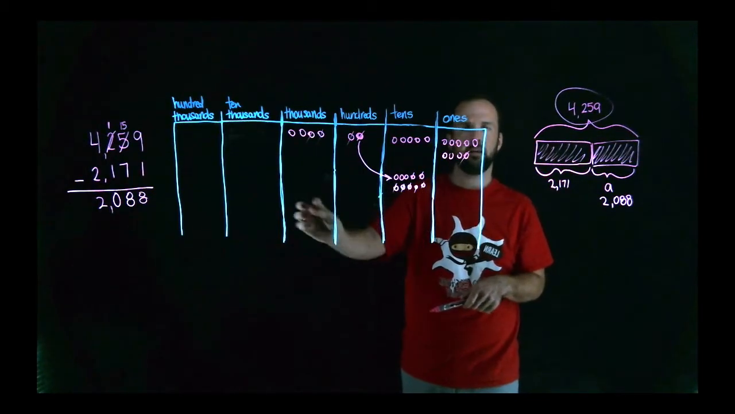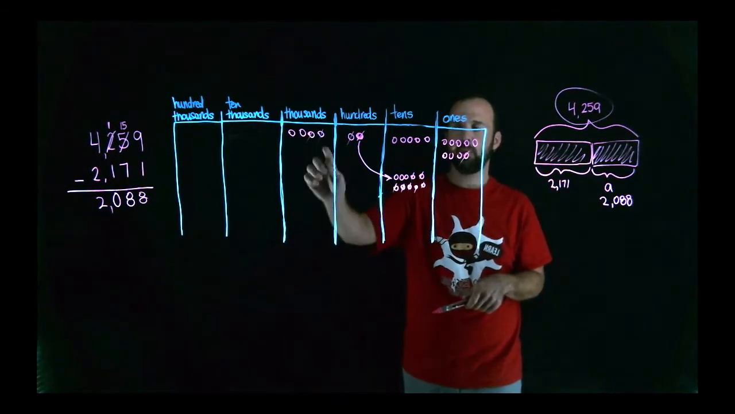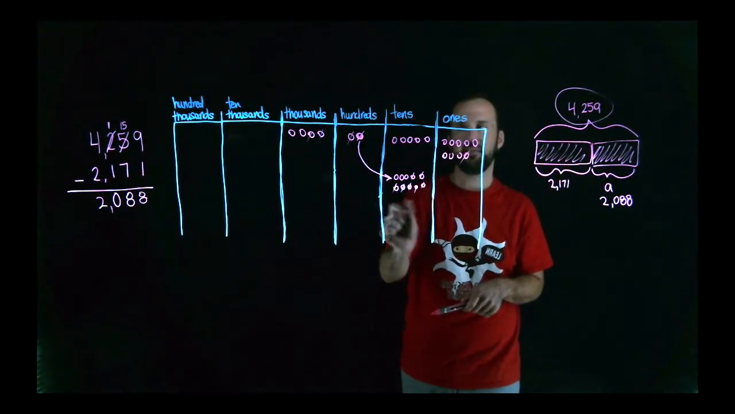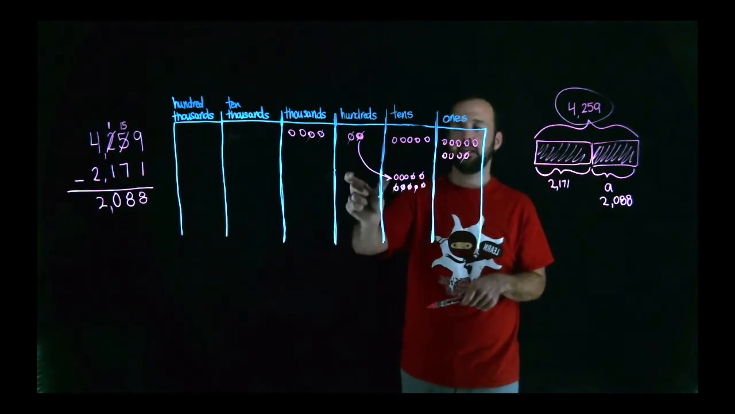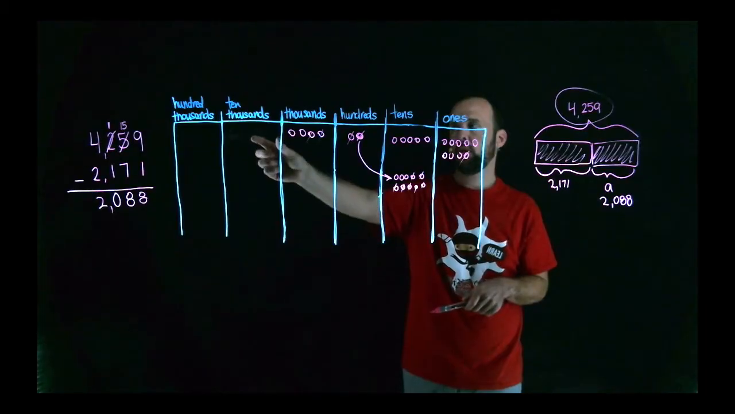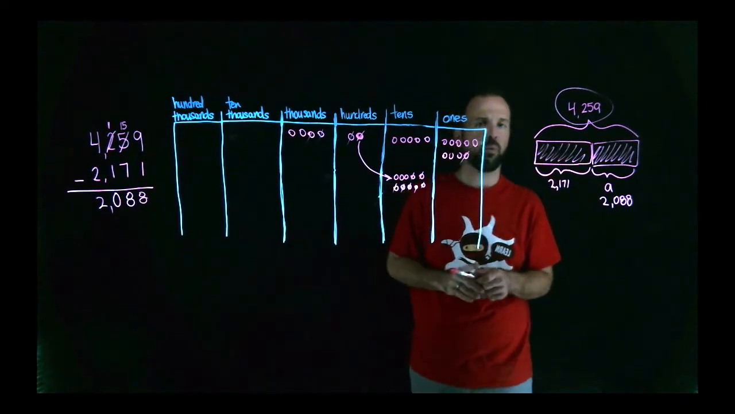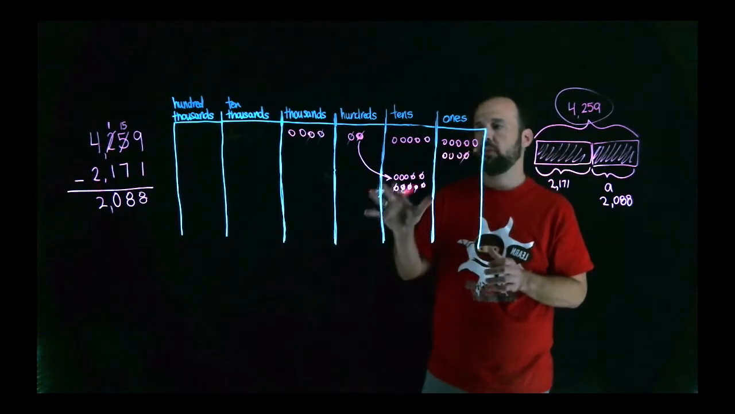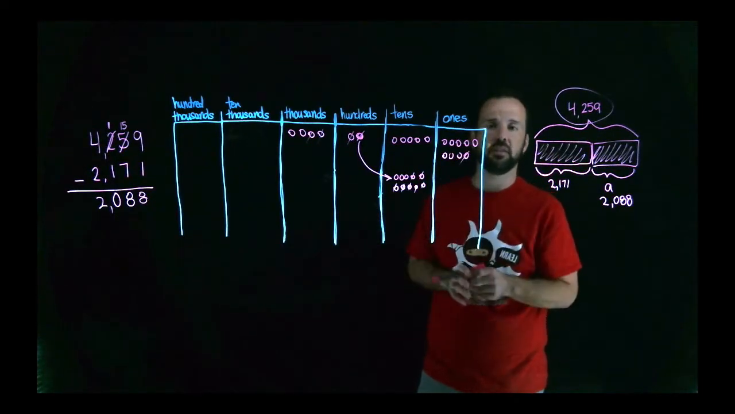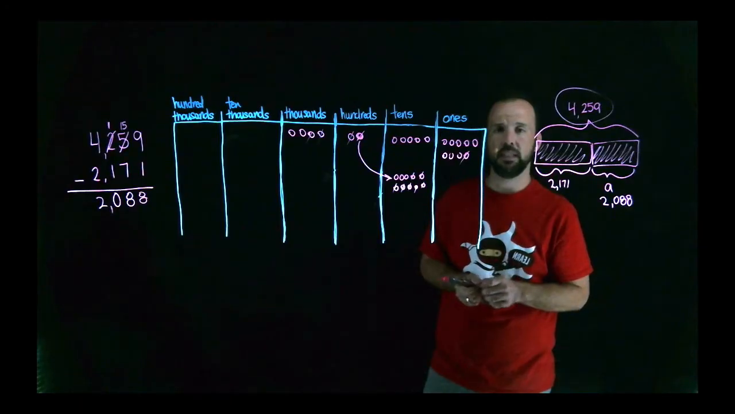No matter what place value I'm going back from, it's always going to break into 10 of that. So if I had to borrow 1,000, it would break into 10 hundreds. If I had to borrow 10,000, it would break into 10 thousands, and so on and so forth. We know that from the work that we've done with place value so far. So knowing that makes it easier for us to subtract because we can borrow and get what we need.